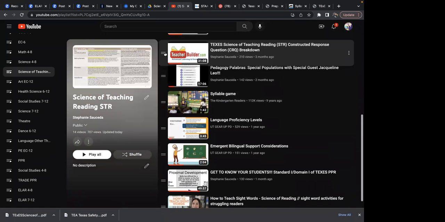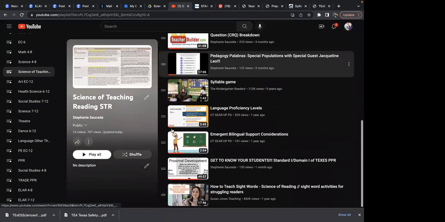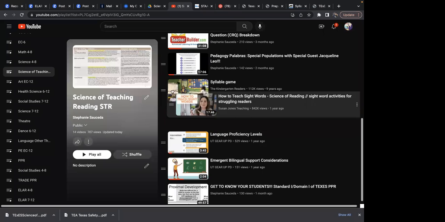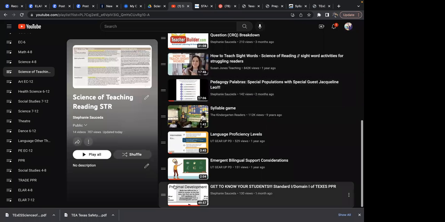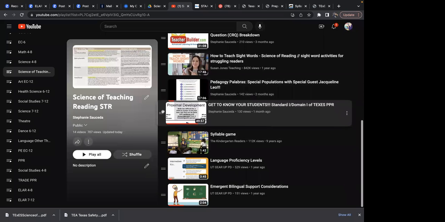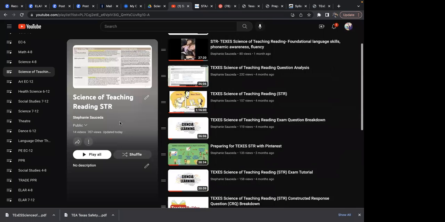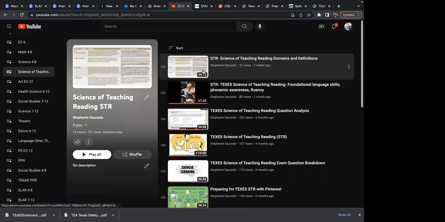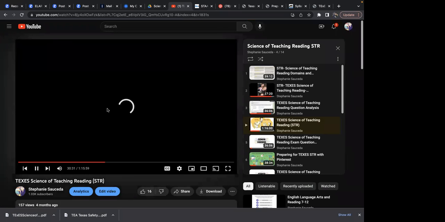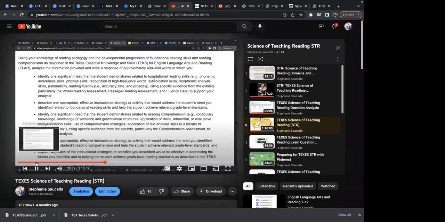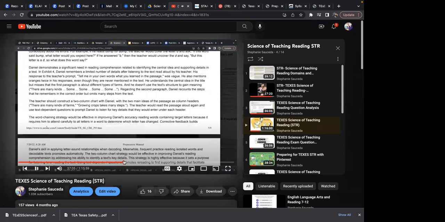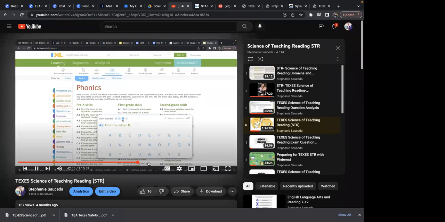This is the breakdown of the constructed response, how to teach sight words, proficiency levels, syllable game. There are some that are longer. This one is a really deep dive in the writing portion where I go through all of the different stuff.